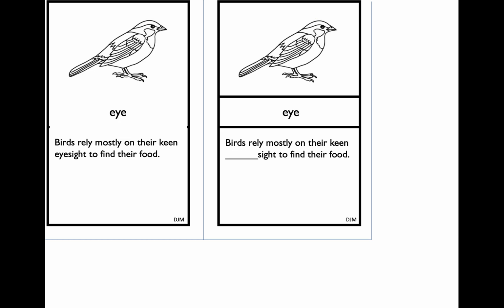The next part of the bird is the eye. Birds rely mostly on their keen eyesight to find their food. Birds also use their eyesight to help them fly safely.